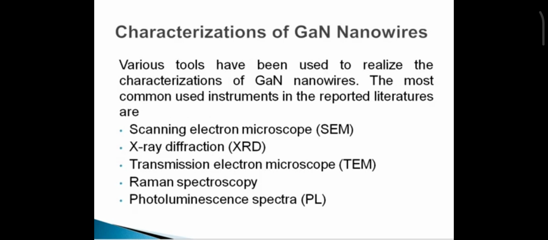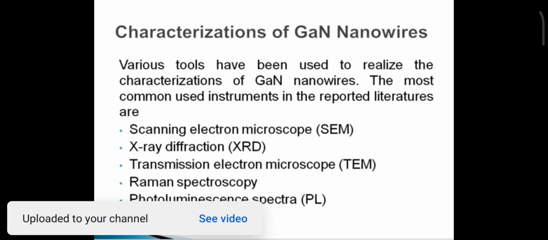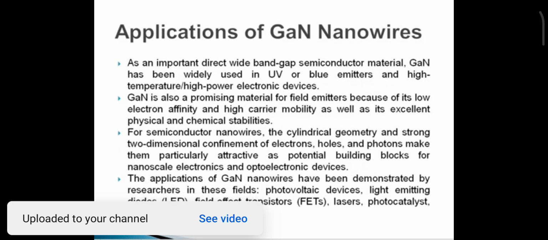Characterization of gallium nitride nanowires. Various tools have been used to realize the characterization of gallium nitride nanowires. The most commonly used instruments in the reported literature are scanning electron microscope, X-ray diffraction, transmission electron microscope, Raman spectroscopy, and photoluminescence spectra.